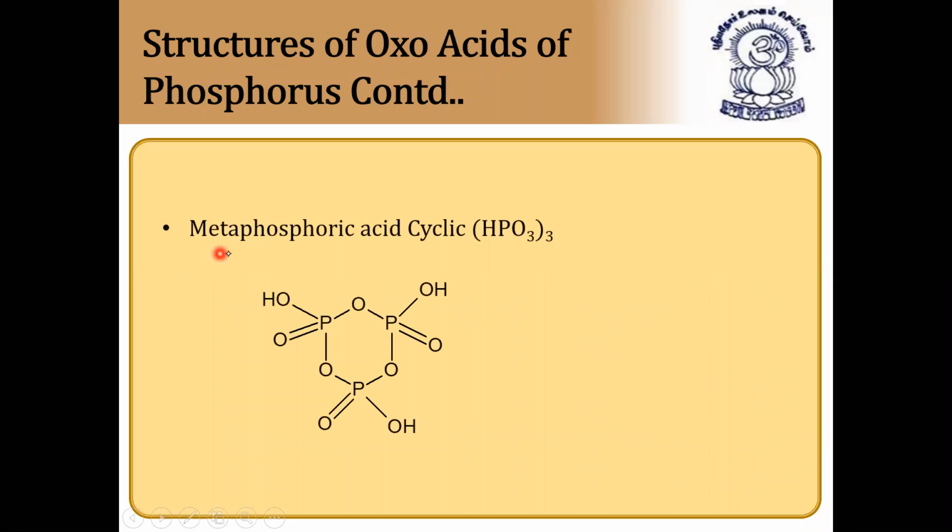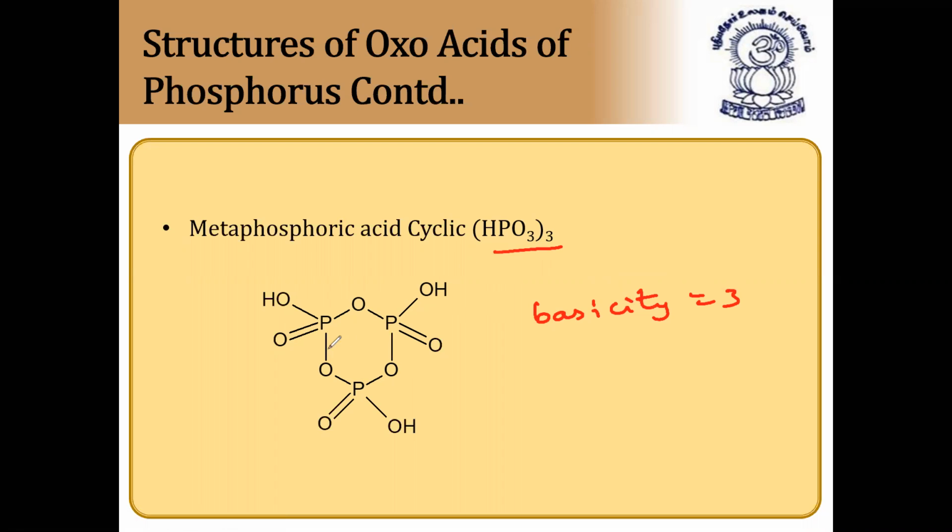Next, structure of oxo acids of phosphorus. Last one, metaphosphoric acid, cyclic. HPO3 taken 3 times has 3 POH bonds. So basicity is equal to 3, because it contains 3 POH bonds. And P double bond O bonds, the structure will go like this. So this is called HPO3 taken thrice.